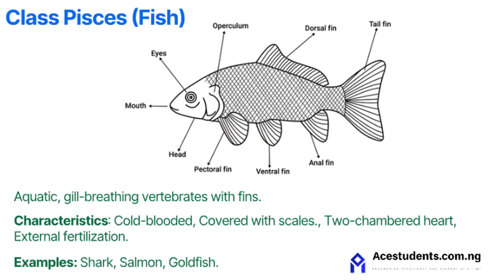Fish are cold-blooded, meaning their body temperature changes with the environment. Their bodies are covered with scales, and they have a 2-chambered heart. Most fish reproduce through external fertilization, where eggs and sperm are released into the water. Examples of fish include sharks, salmon, and goldfish.